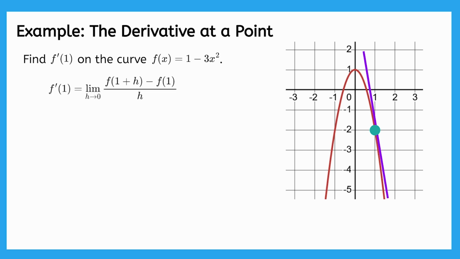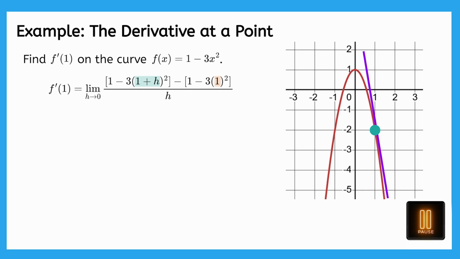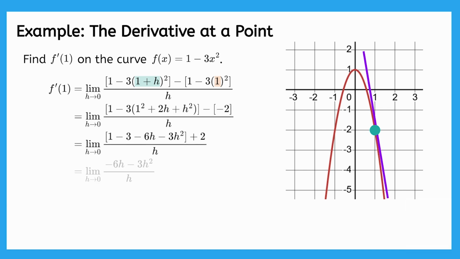Here's the formula for the derivative at a point, specifically the point where x is 1. We fill in the function twice, evaluated at 1 and at h away from 1. Now we need to simplify as much as possible, being very careful when expanding powers and distributing negatives. Pause and do that now. Make sure to check your work against mine to see whether you made any mistakes.